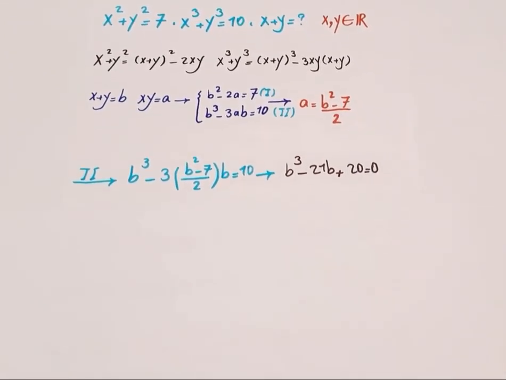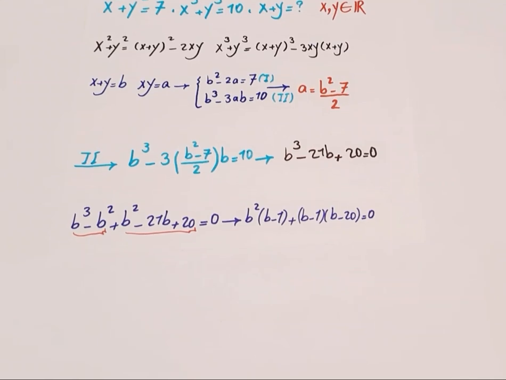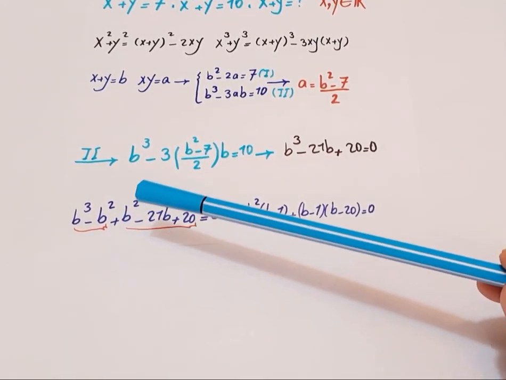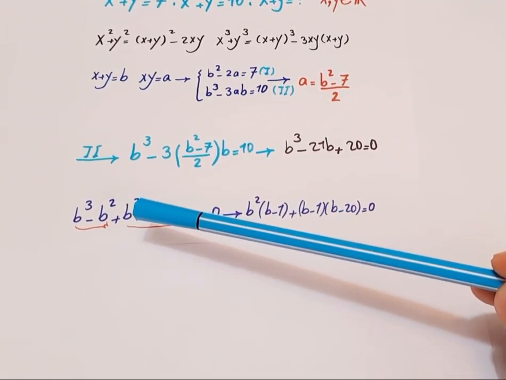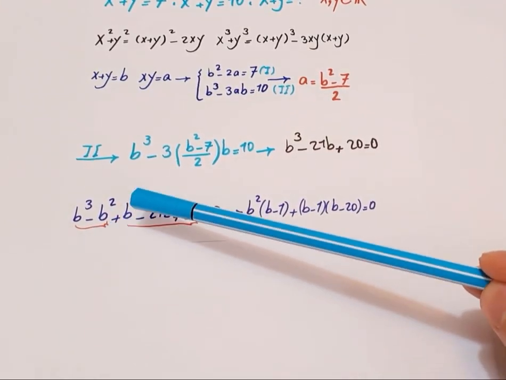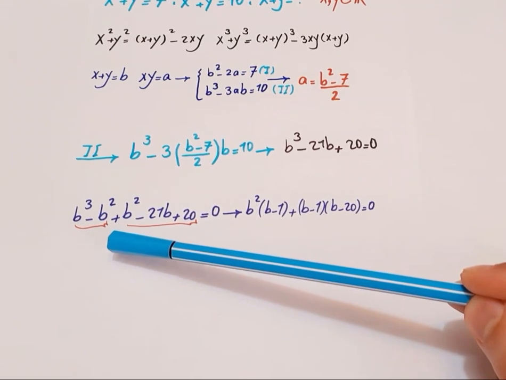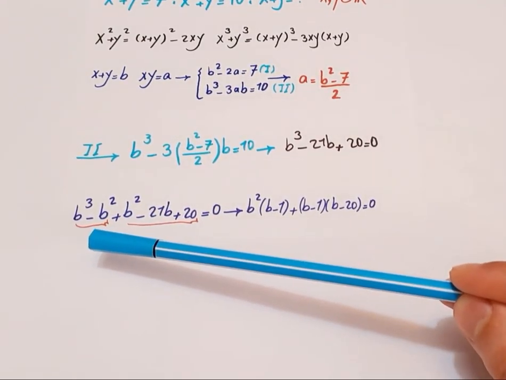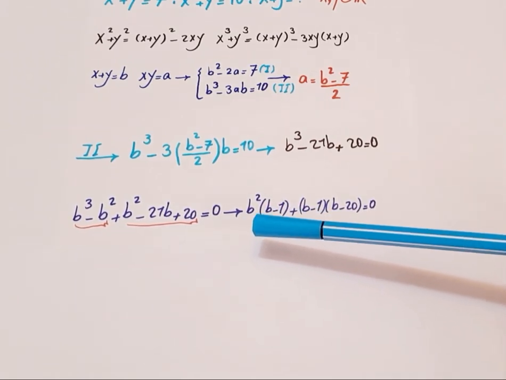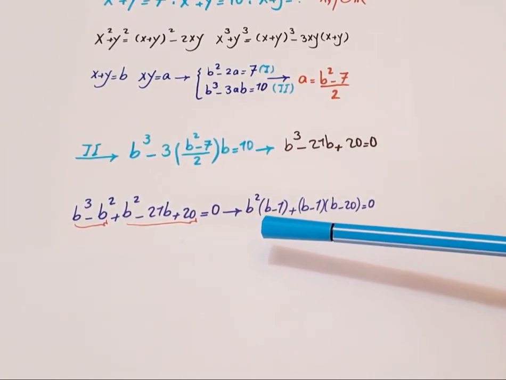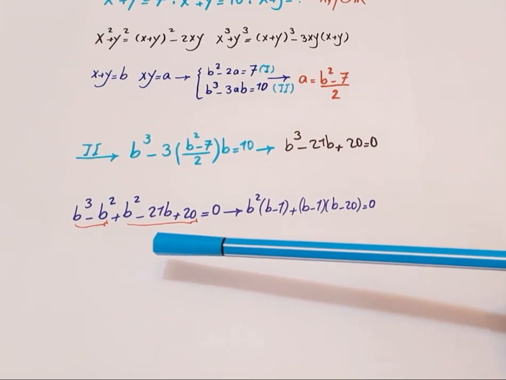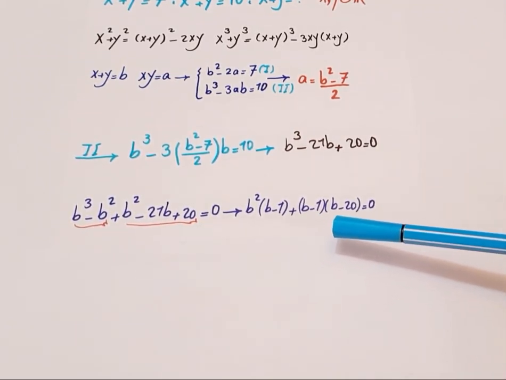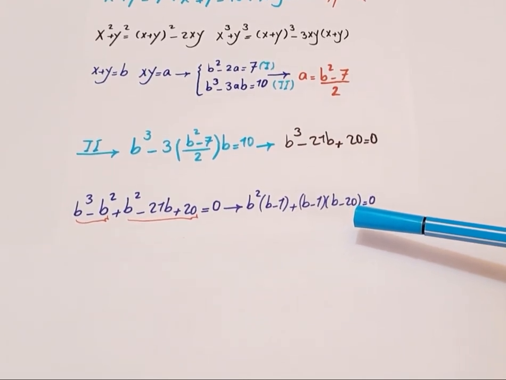So to continue, if I add b squared and minus b squared, they cancel and they equal 0. So I can do that. Why? Because I want to factor b squared and write our equation as b squared times (b minus 1), and the second part as (b minus 1) times (b minus 20), and that's equal 0.